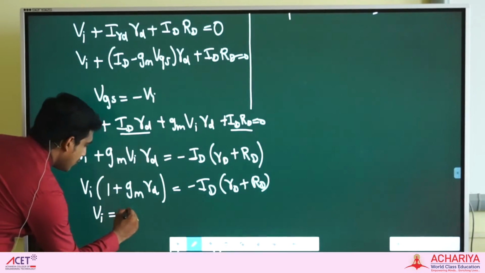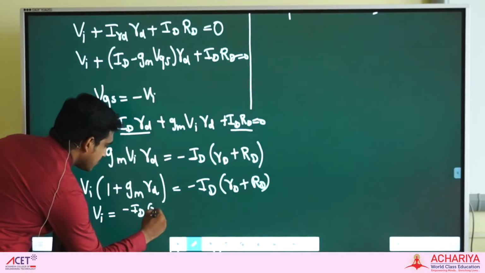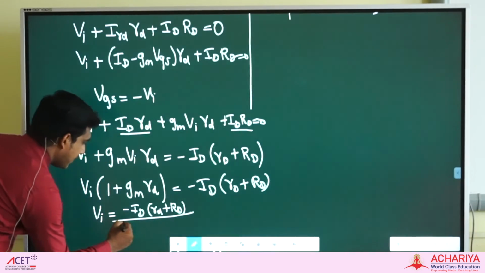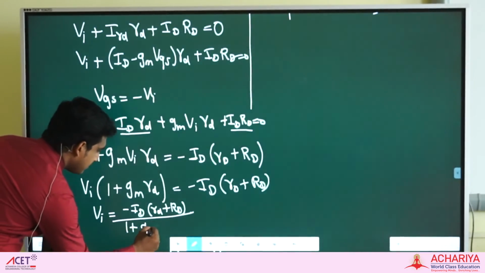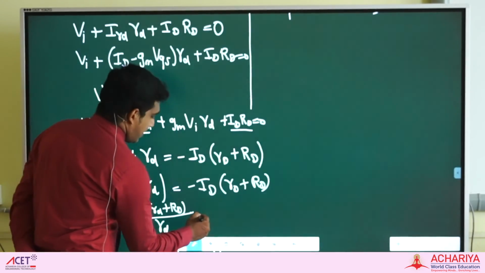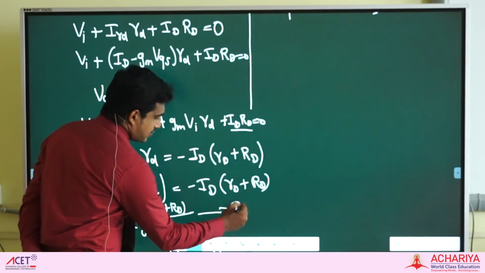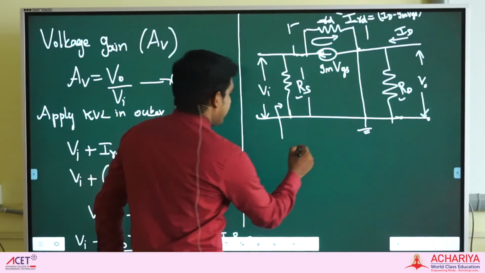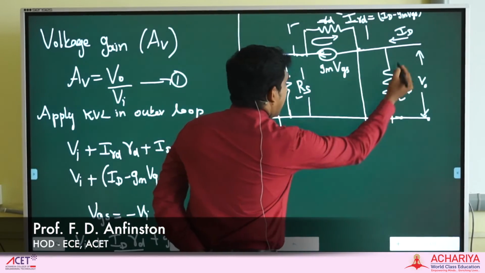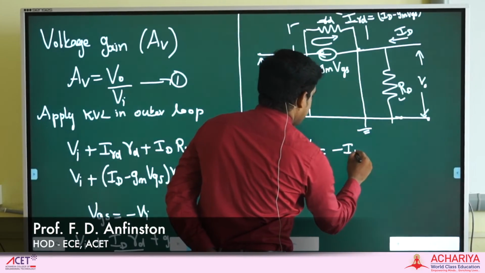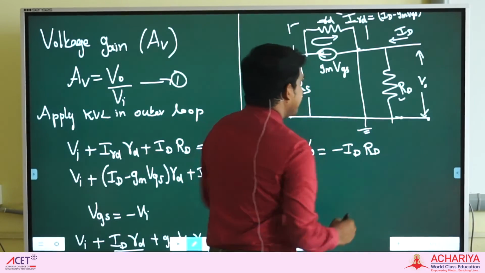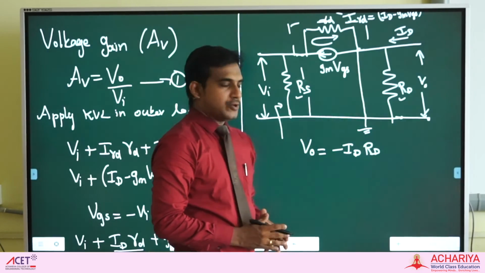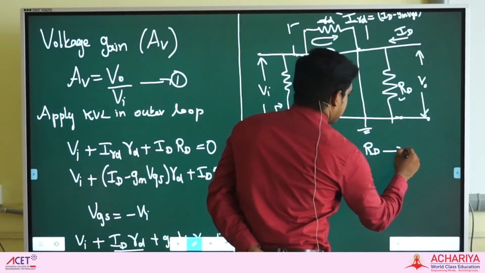VI is equal to minus ID into small rd plus capital RD divided by 1 plus GM rd. This is the VI equation. Consider this equation as equation number 2. What is V0? From the circuit we can write V0 is equal to minus ID into RD using Ohm's law. ID is flowing in the inverse direction, that's why we put minus ID and RD, the output resistance. This is equation number 3.